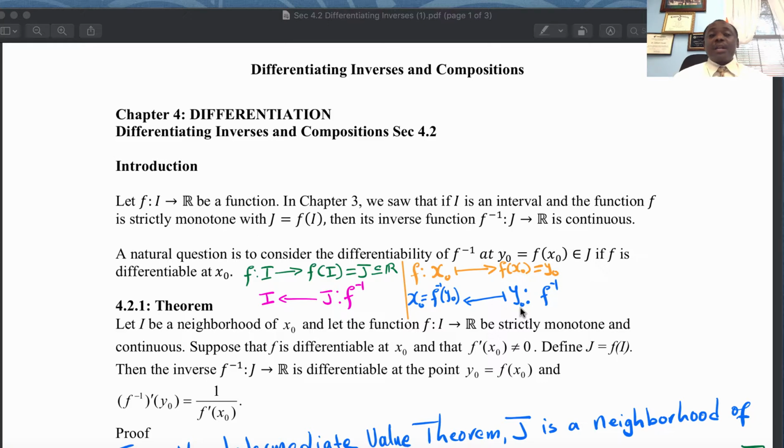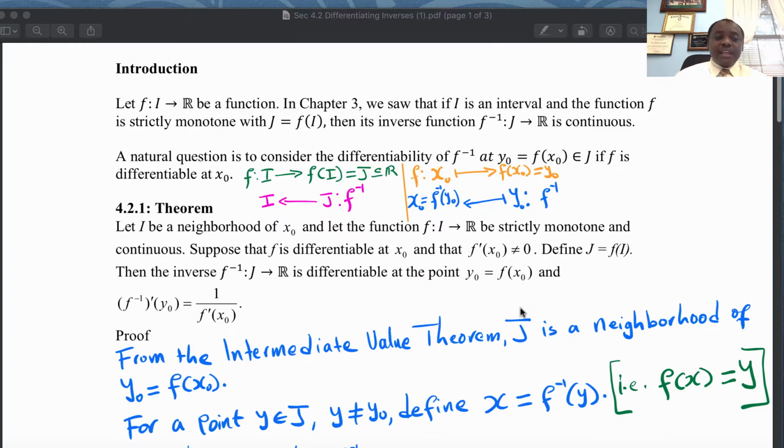So, Theorem 4.2.1. Let I be a neighborhood of x0 and let the function f from I to R be strictly monotone. So we have x0 in I, a neighborhood of x0. Monotonicity of f is given. Next, suppose f is differentiable at the point x0 and the first derivative is not 0 at that point x0. Define J to be the image of I under f. So J equals f of I.